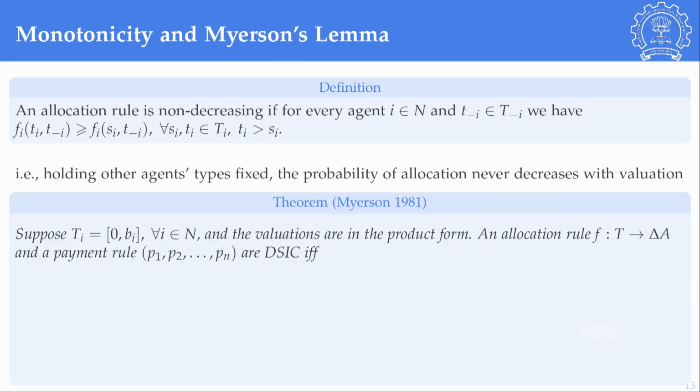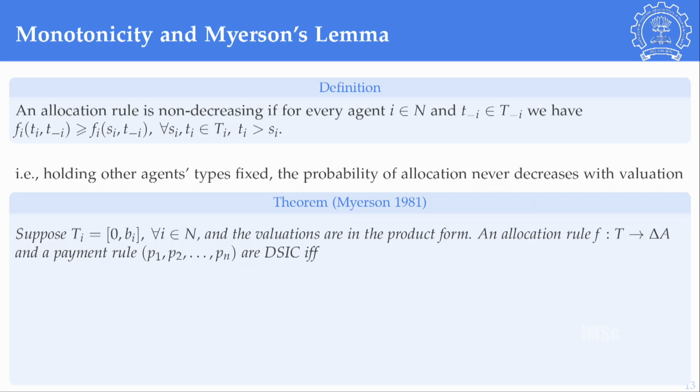Now what is Myerson saying? This is the same thing. Again this is required: your type set is the interval between 0 to b_i. Therefore your valuations can only lie between 0 and b_i, any number, and the valuations are in that product form. That is the way we have defined the allocation. So f_i times their valuation, their t_i, is the value that they get.